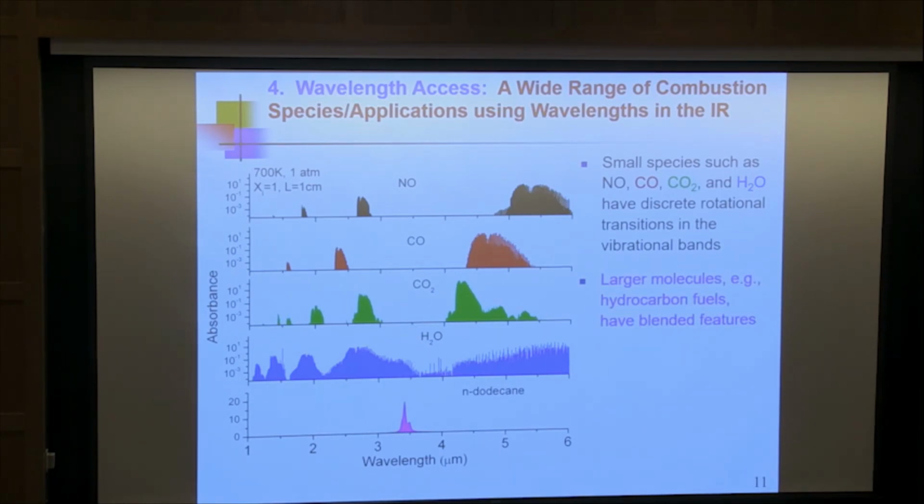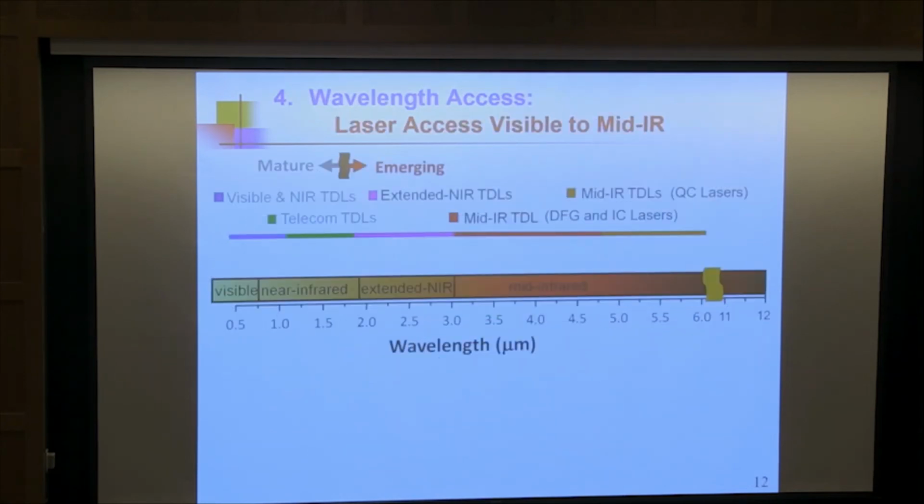The biggest problem with water is if you want to measure NO, if you're here, you got to worry about water. CO, you're here, you got to worry about CO2 and you got water. So you have to understand the positions of the lines to pick say a CO transition that's in between the others. So that's the problem, but we know how to deal with it. Big molecules, we do a different way. We do it with cross sections.